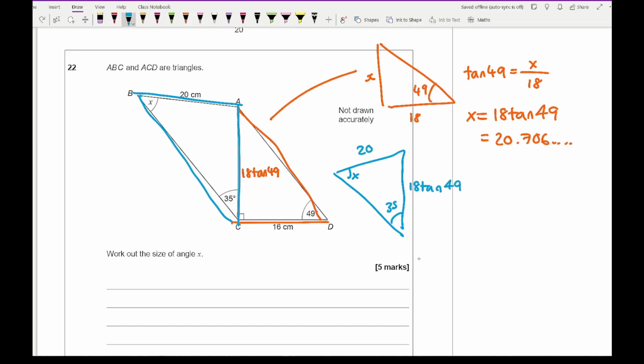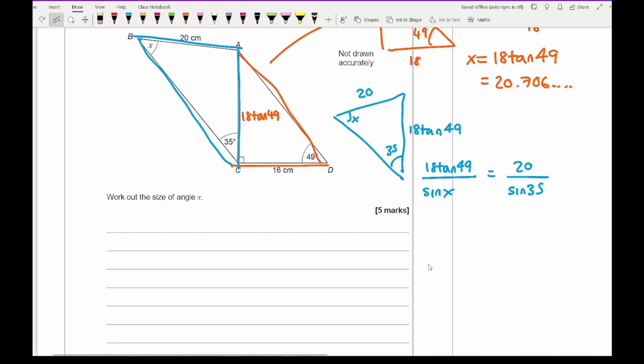I can then use the sine rule, in which I've got 18 tan 49 or 20.7, whichever you prefer, over sine X equals 20 over sine 35. Then doing a bit of cross multiplying, you end up with 20 sine X equals. Now, I probably would opt for using decimal, because I think otherwise it might seem confusing, but if you're fine with it, then that's absolutely fine. So I'm going to end up with 20.706 multiplied by sine 35.